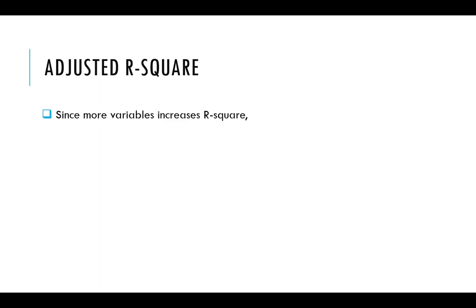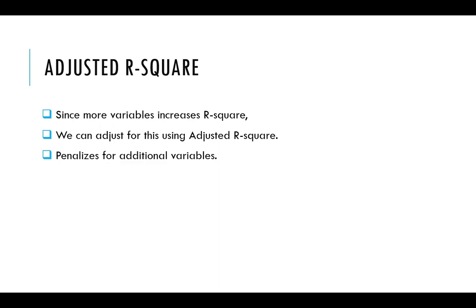Since more variables being added to a model increases R square, we can adjust for this using the adjusted R square. The adjusted R square basically penalizes the measure for additional variables. It's controlling for the number of variables that are in the model. Both statistics, the R square and the adjusted R square, should be reported.